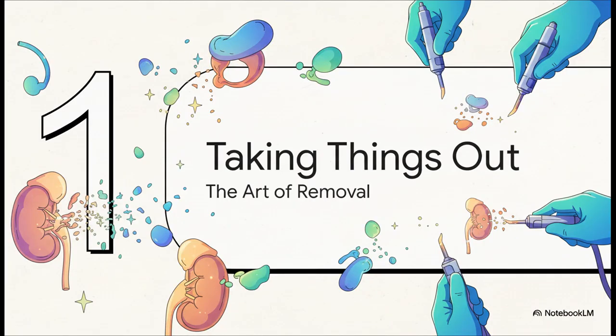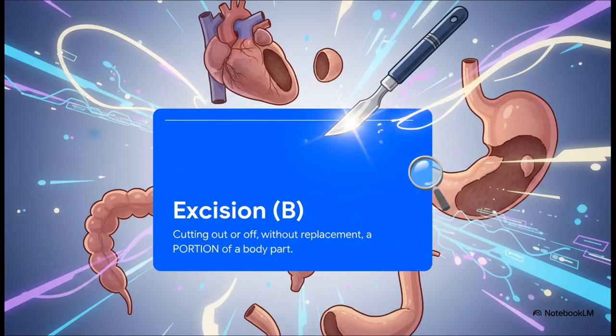These are all the procedures where the main goal, the whole point, is just to remove something from the body. Simple as that. First up is excision. And the magic word here, the one you got to remember, is portion. Think about it like a tub of ice cream. An excision is when the surgeon just scoops out one part, like a single tumor. A breast lumpectomy, that's a perfect example. They're only taking a portion of the tissue.